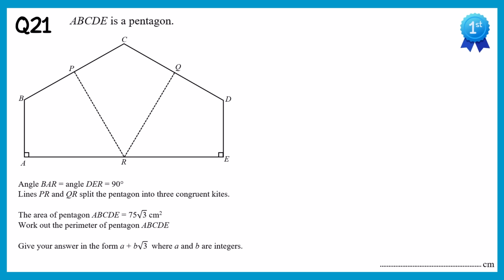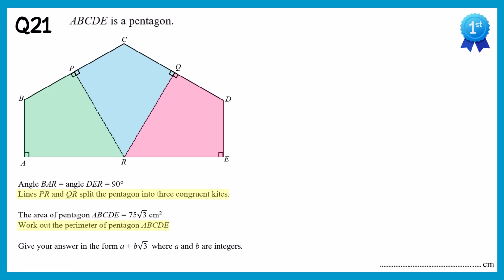In this question, we're asked to work out the perimeter of the pentagon ABCDE. We are told that the lines PR and QR split the pentagon into 3 congruent kites. This means that this kite, and this kite are all the same. We can see there's a right angle in the bottom left corner and bottom right corner of this pentagon, and since these kites are identical, and the kites have 1 pair of opposite equal angles, we can be sure that these are all 90 degrees as well.